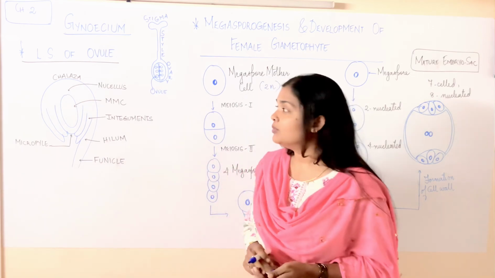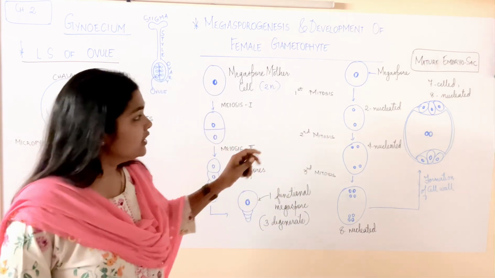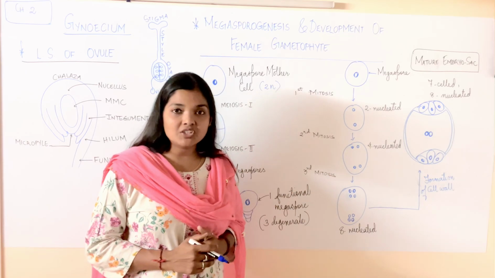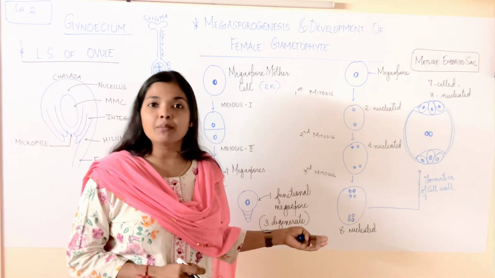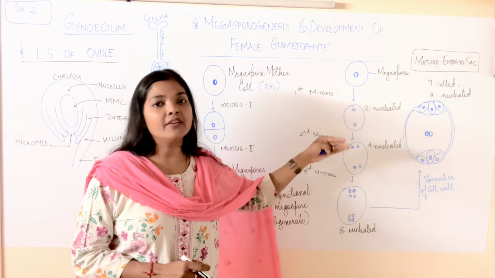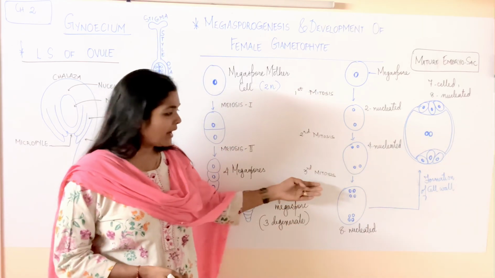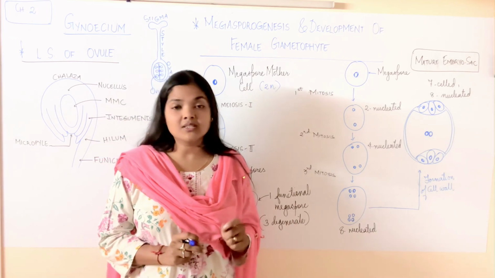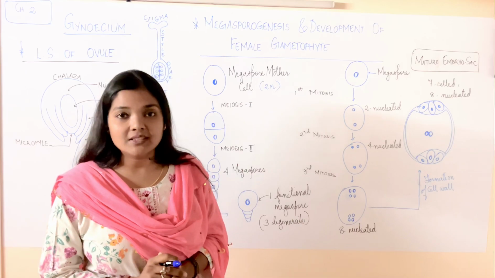Here, what we observe is the megaspore will further divide the nucleus into 2. 2 nucleated stage is observed after the first mitosis. At the end of the second mitosis, those 2 nuclei further divide to form 4 nuclei. One more time, when the mitosis occurs, it will give rise to 8 nuclei. So at the end of these 3 mitotic divisions, we obtain 8 nucleated stage.